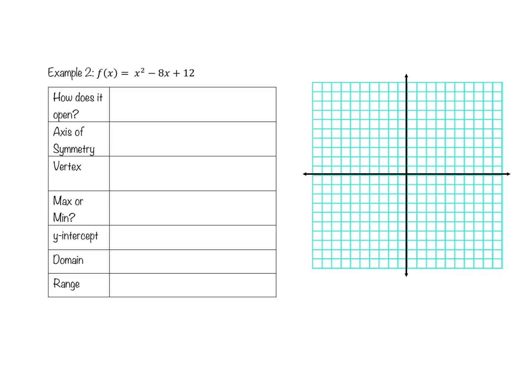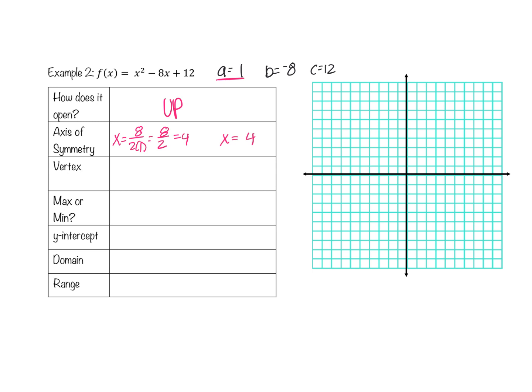So we're going to do the same thing here. First, we'll figure out what A, B, and C are. A is 1, B is -8, and C is 12. A is +1, so it's going to open up. For my axis of symmetry, I'm going to use the opposite of B over 2 times A. B is -8, so the opposite of that is +8, over 2 times 1. That is 8 over 2, which is 4. So my axis of symmetry is x equals 4.